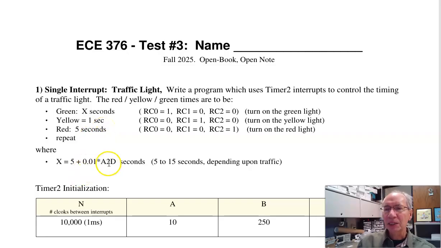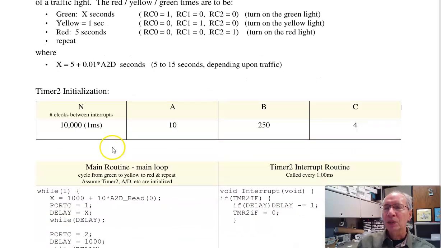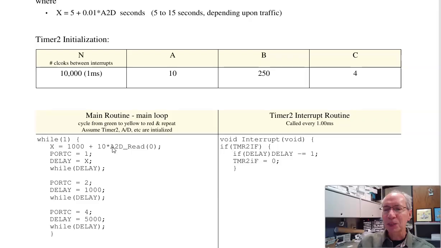X is from the analog input, it's 5 plus 0.01 times the input, so it's 5 to 15 seconds, depending upon what X is. Number of cars, some measured traffic. Well, to use timer 2, I first have to set up timer 2.